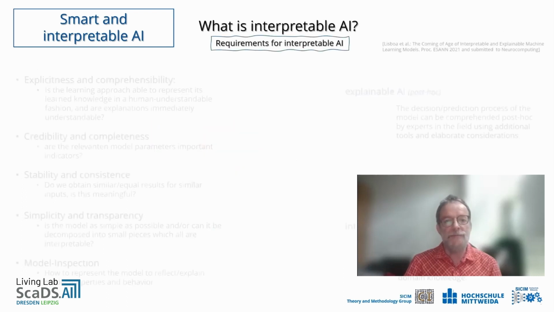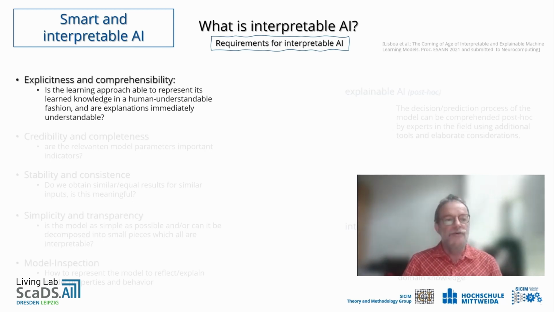But what is interpretable AI, or what are the requirements for interpretable AI? There's a paper by Paulo Lisboa and colleagues who stated the following. First, we need explicitness and comprehensibility. This is that the system should be able to represent the knowledge learned in a human understandable way, so that not only experts in machine learning can understand what is contained in the knowledge from the system. So it should be equipped with credibility and completeness.